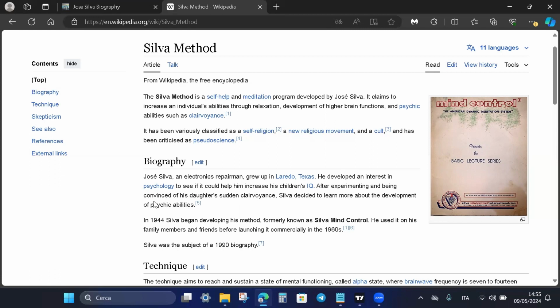After experimenting and being convinced of his daughter's sudden clairvoyance, Mr. Silva decided to learn more about the development of psychic abilities. So the research actually started because he wanted to help his children have better grades at school. Through some experiments, he found out that they were more reactive and had more awareness when they were in a deep state of relaxation.